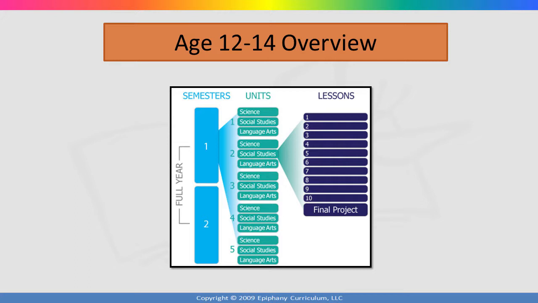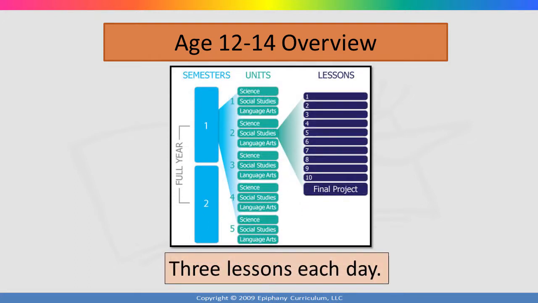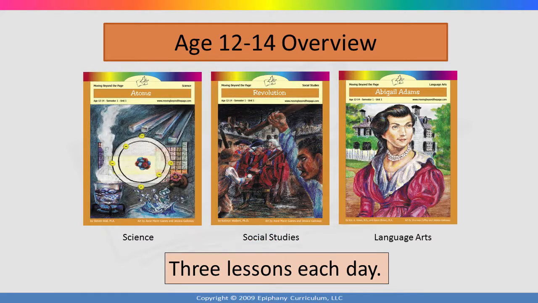That may sound like a lot to keep track of, but all you need to know is this. Do 3 lessons each day. 1 lesson from science, 1 from social studies, and 1 from language arts. If you have been using Moving Beyond the Page in the past, you may notice that in our middle school levels, we expect children to work from all 3 subject areas each day instead of just 2 areas, like in our younger levels. At the beginning of the year, you will start with 3 different units that are Concept 1, Unit 1. These are for science, social studies, and language arts.